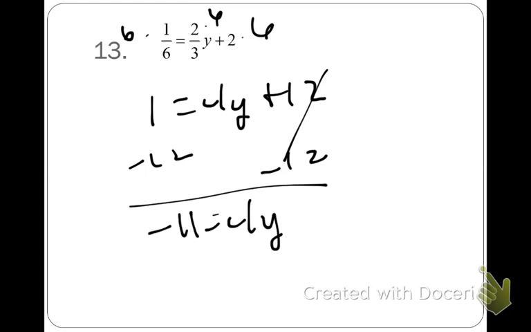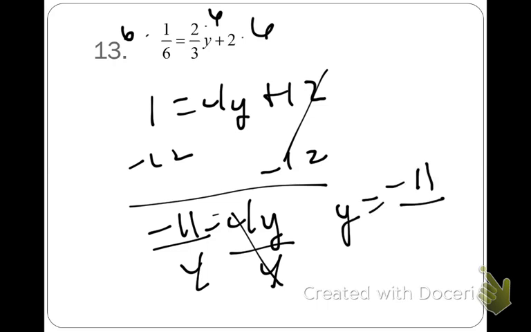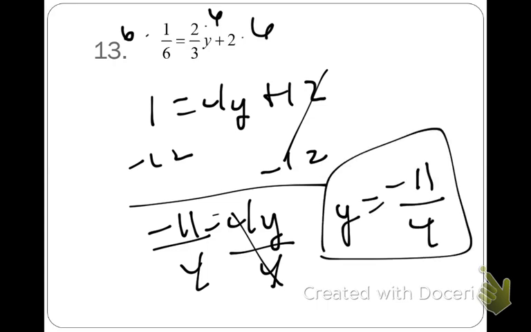Okay. And then divide by 4, divided by 4. And y is negative 11 over 4. Good. Ultimately, that's all that really matters. Okay? All right.